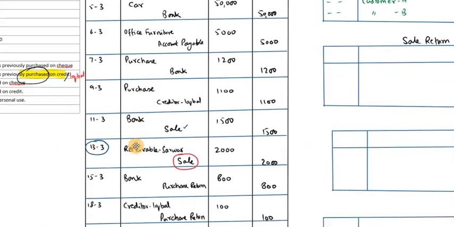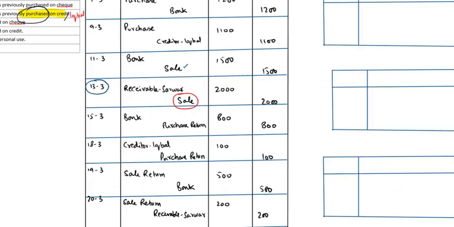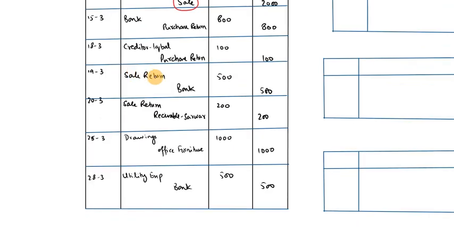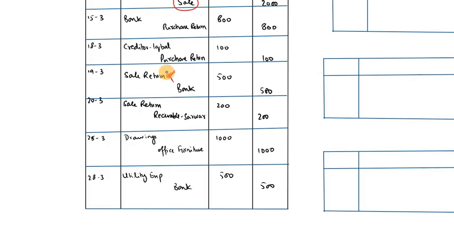Sale return is debited, so find sale return on the debit side. But the receivable Sarwar is a debit, not sale return with bank credit. This is the sale return I find here, but unfortunately it is not a credit sale return, because this sale return will be paid back by the bank. So this is a cash sale return, and we will not record this. This is not a credit sale return.